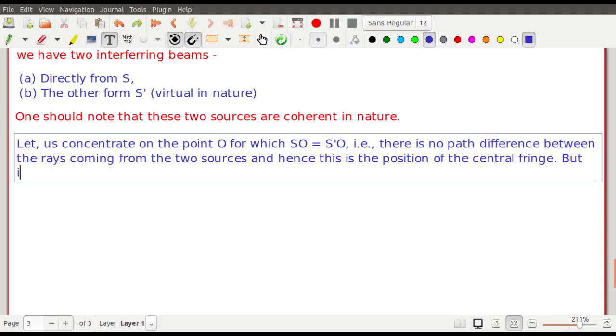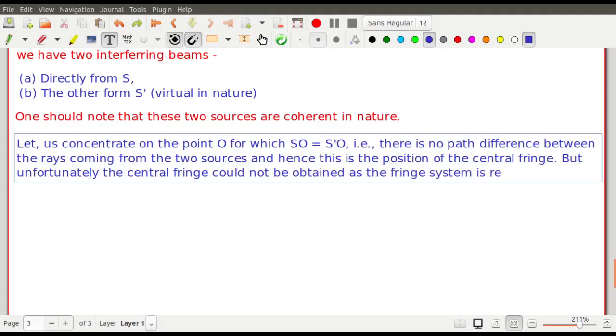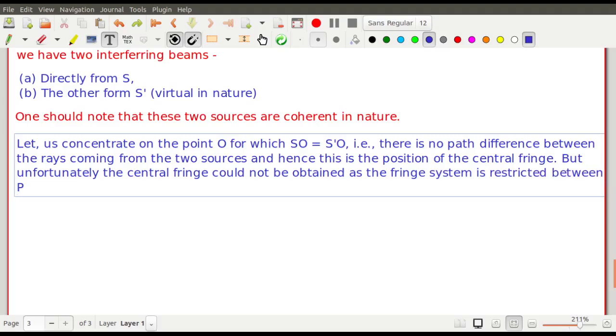But unfortunately, there is no provision, the central fringe could not be obtained, as the fringe system is restricted between PQ. So PQ হচ্ছে লাস্ট লিমিট, তার বাইরে হবে না। As the fringe system is restricted between PQ.